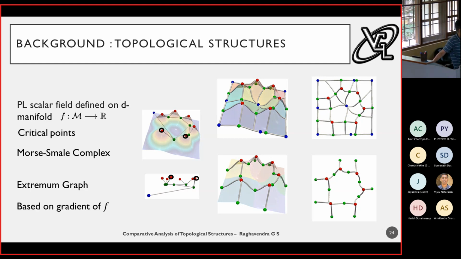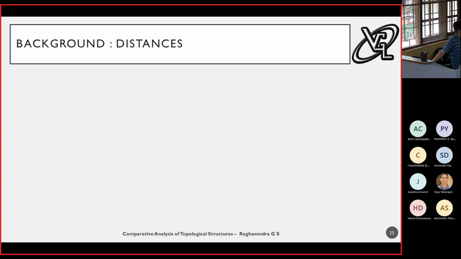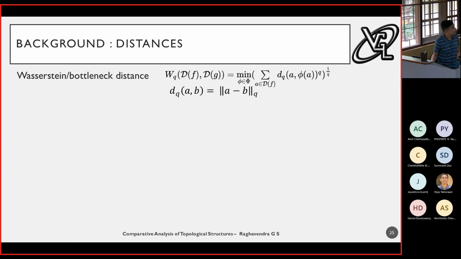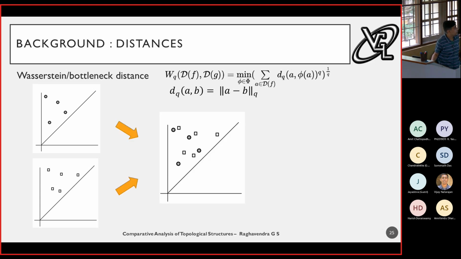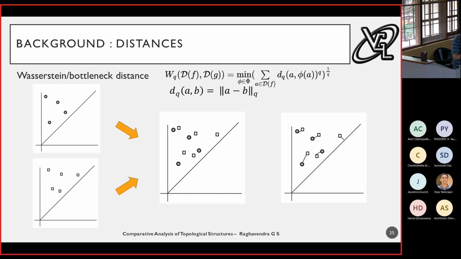And as I said, all these structures are based on the gradient of the function rather than the level sets. So we also have to see some of the distances to understand the persistence distortion. One such distance is the bottleneck or the Wasserstein distance. It's defined between two sets, rather multi-sets. What happens is that the two sets are combined, and the way it is defined is we find a mapping between these two sets.